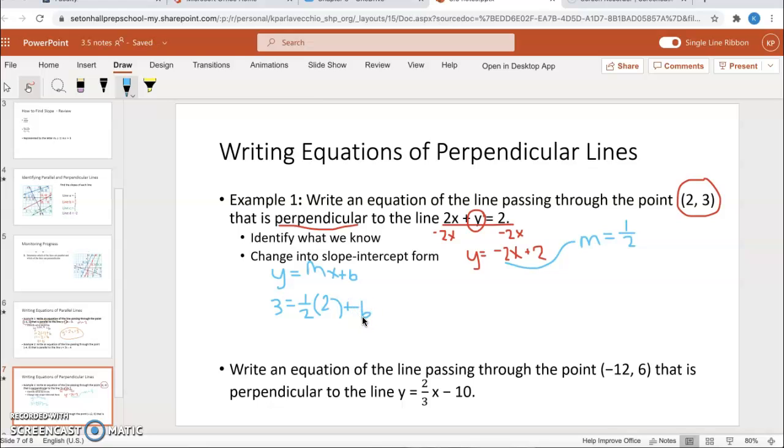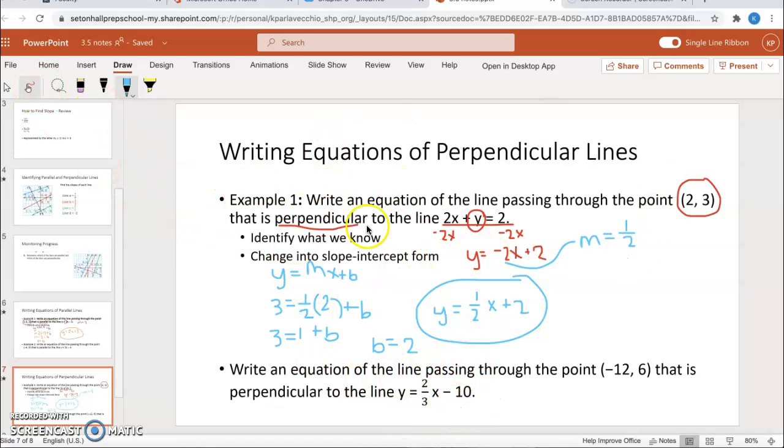Then we're going to go ahead and continue to simplify. So I have 3 is equal to 1 + b. I'm going to subtract 1 from both sides and find that my intercept, or value for b, is 2. I need to rewrite the equation of the line using my new slope of 1/2 and my newfound y-intercept of positive 2. So there's a little bit of extra work you have to do to find the slope of a perpendicular line. We're also going to practice this example as well.